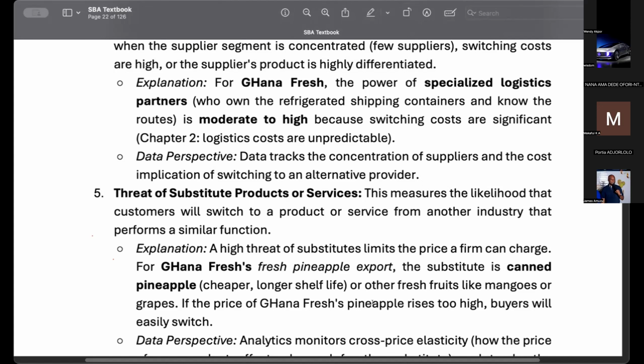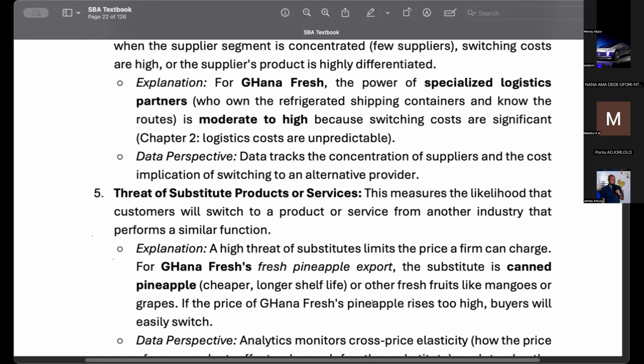Take Ghana Fresh pineapple export. The substitute is canned pineapple. So the substitute for their product is canned pineapple, and some people have been canning pineapple as of now. I think some of the big companies, like Nourisha and others, have started considering canning such products. Okay, so let's look at it.